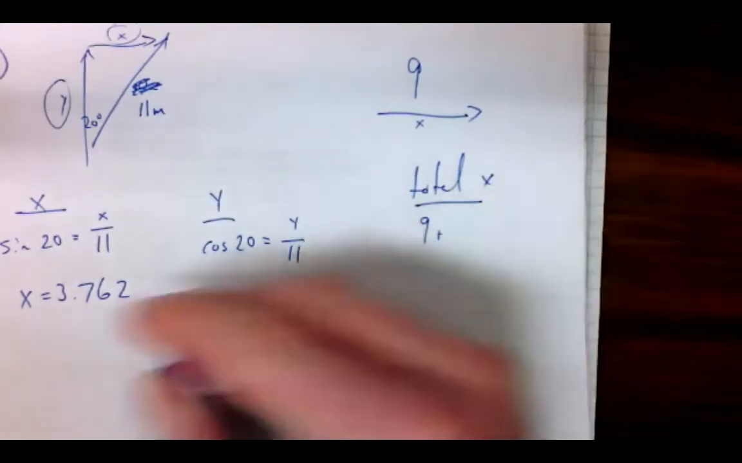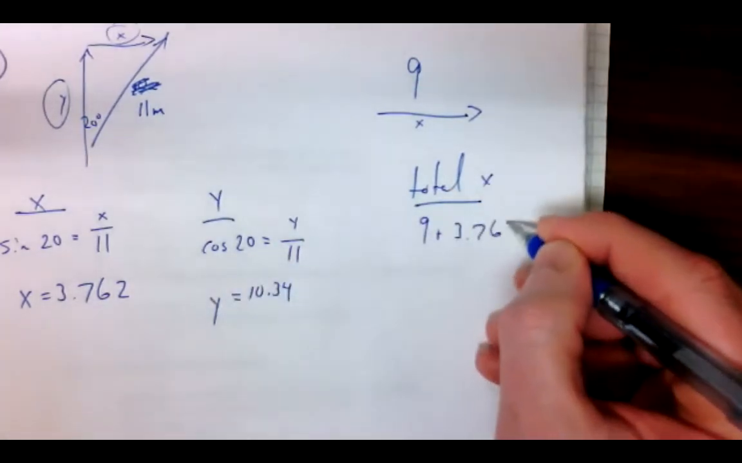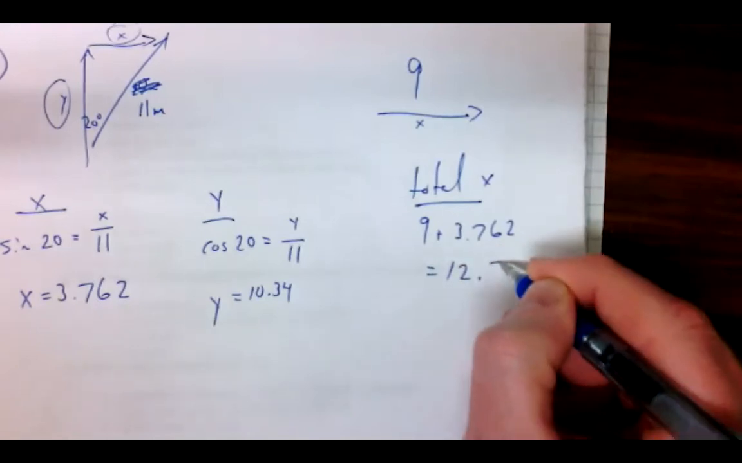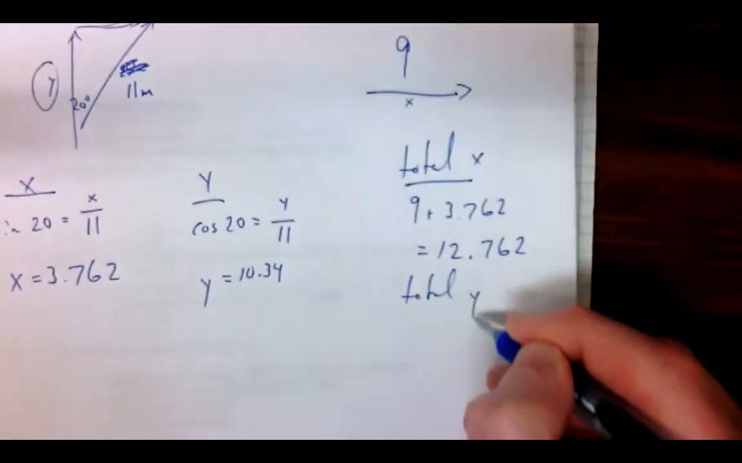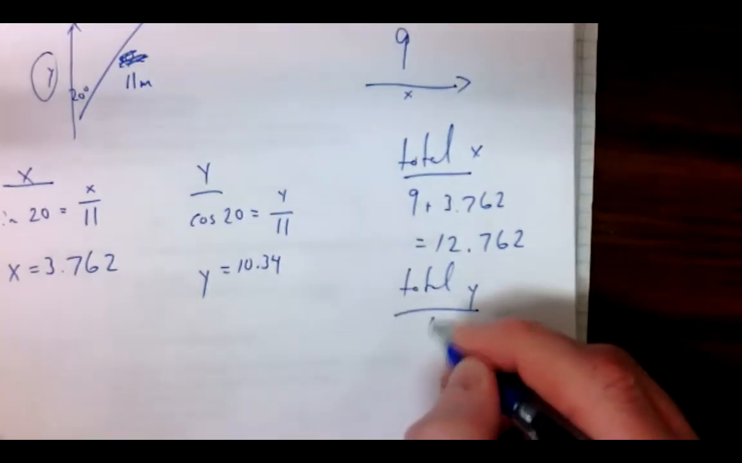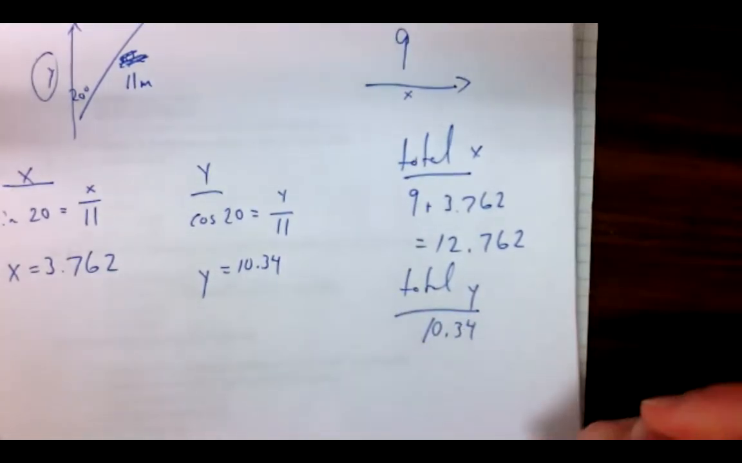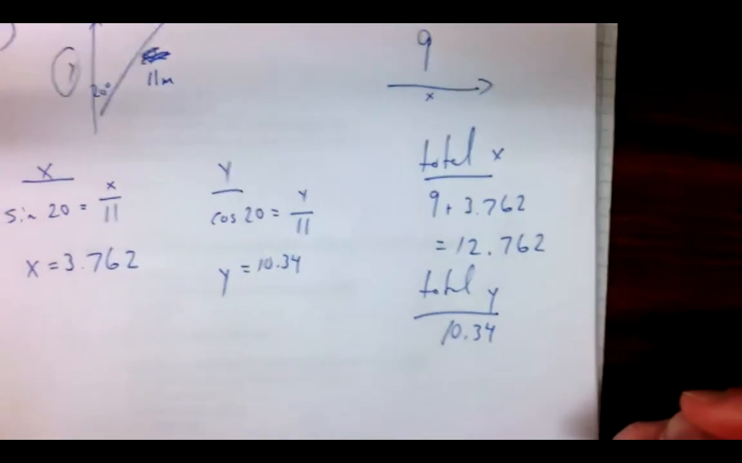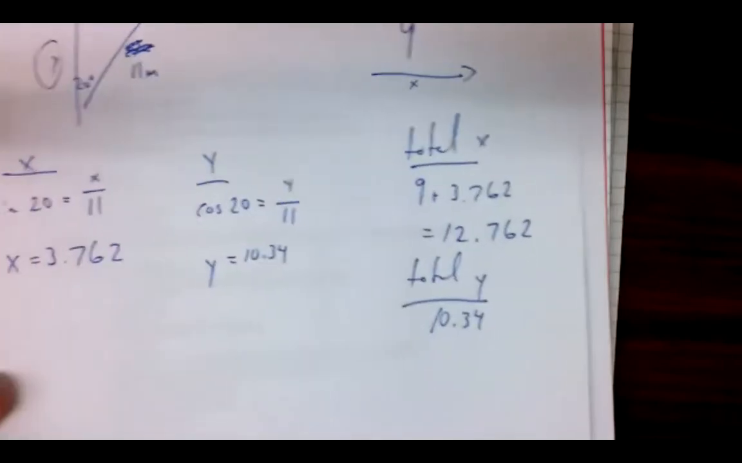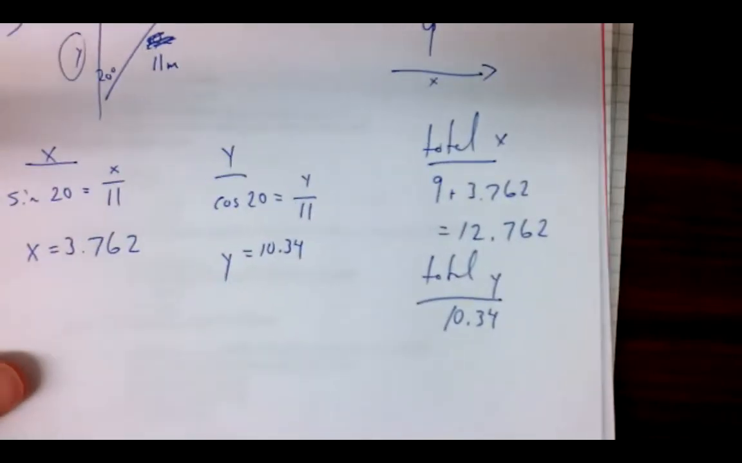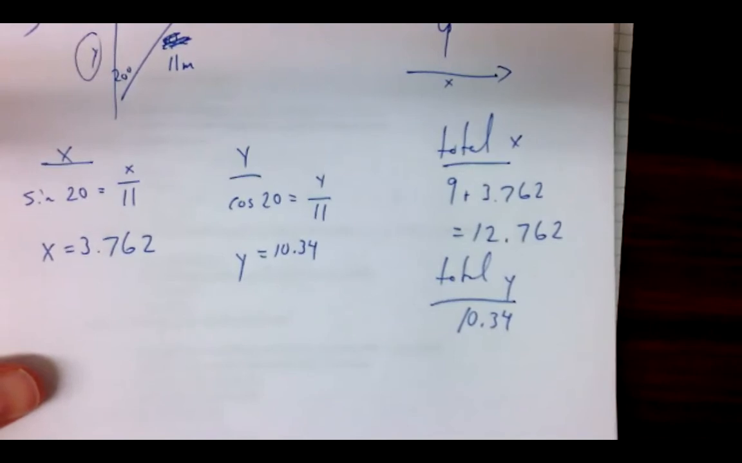Our total x is 9 plus 3.762, which equals 12.762. And then the total y is just this. There's nothing else to add. Any problems so far? Everybody's good? No. Okay. I think I was just overthinking it when I did it. Oh, okay. Do you want me to keep going? Yeah. Okay.